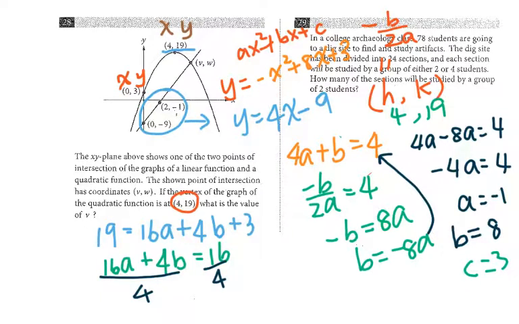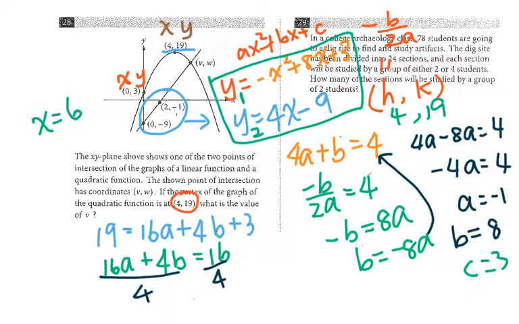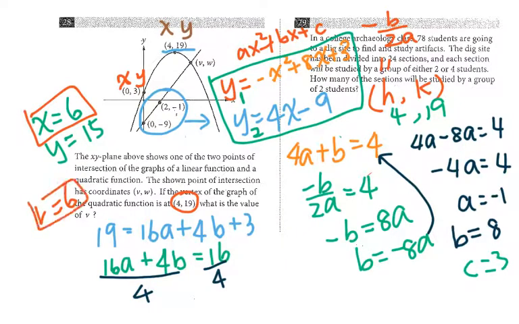Then you plug in y1 equals this quadratic function, y2 equals this, and find the intersection. I will do this on the calculator video to show you. But anyway, you will get x equals 6 and y equals 15. So your answer will be 6. That's the v. v equals 6. That's the answer.